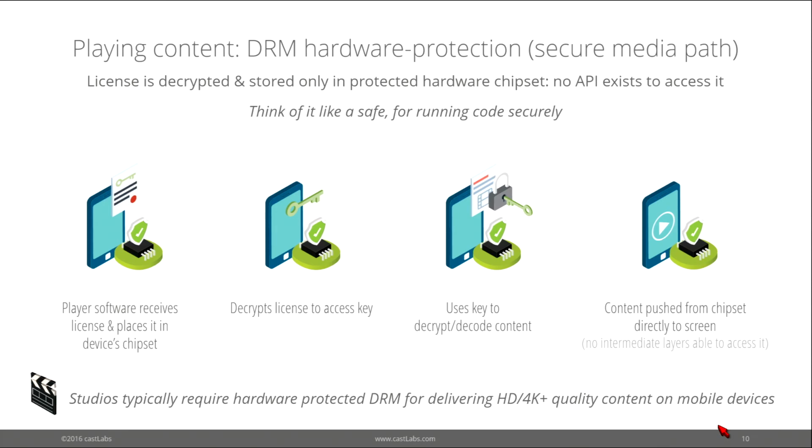In the hardware-based process, the player software receives the license and places it within the device's chipset itself. It decrypts the license to access the key, and the key then decrypts and decodes the content. And so the content is pushed from the chipset to the actual screen of the device. Studios typically require hardware-protected DRM, especially for 720 on up and for 4K for sure.